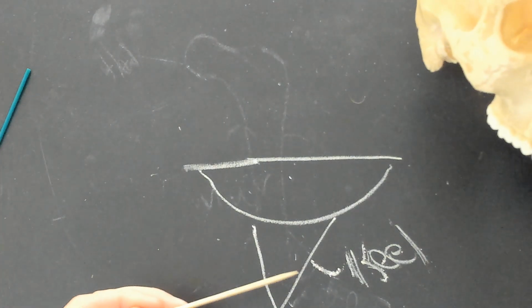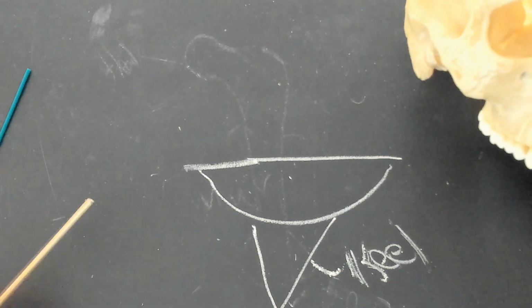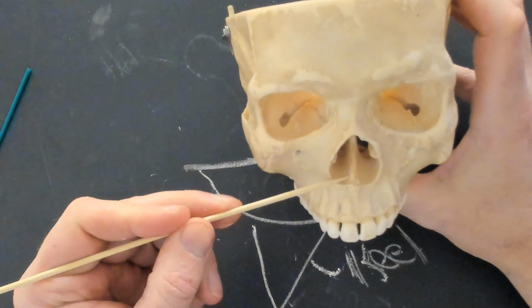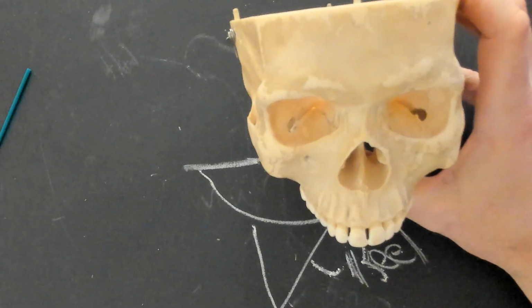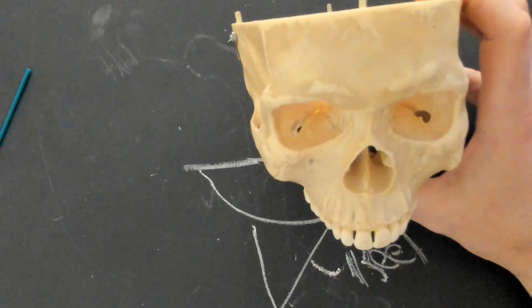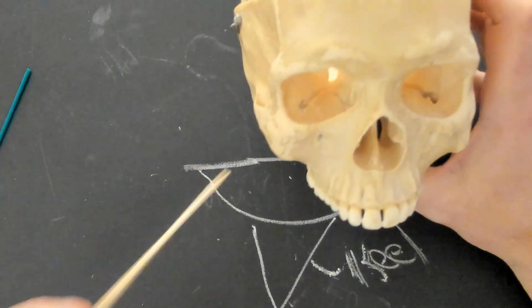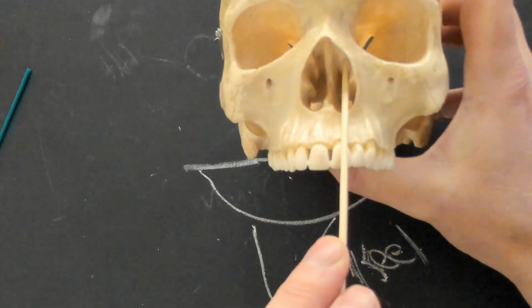That keel is going to help anchor to another bone that we see coming up from the bottom or inferior aspect of the nasal cavity called the vomer. The two fuse together and form the nasal septum, the bony nasal septum. You also have that flexible cartilage on the front of it too. The ethmoid can also be seen here and here.